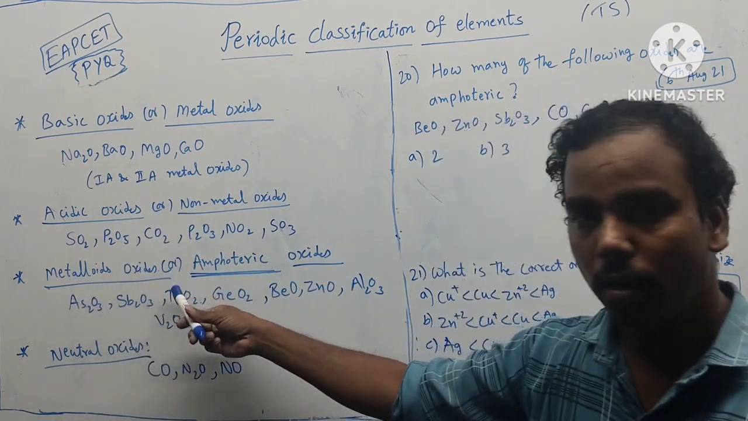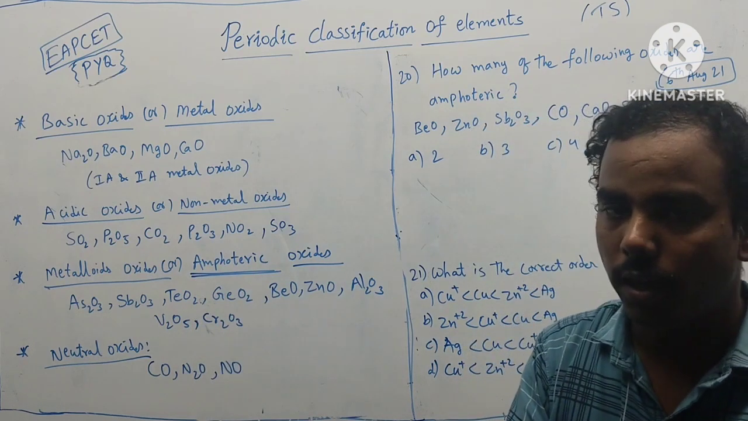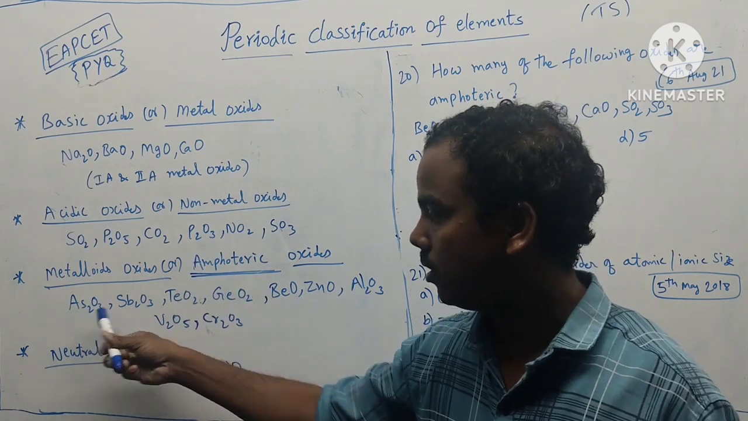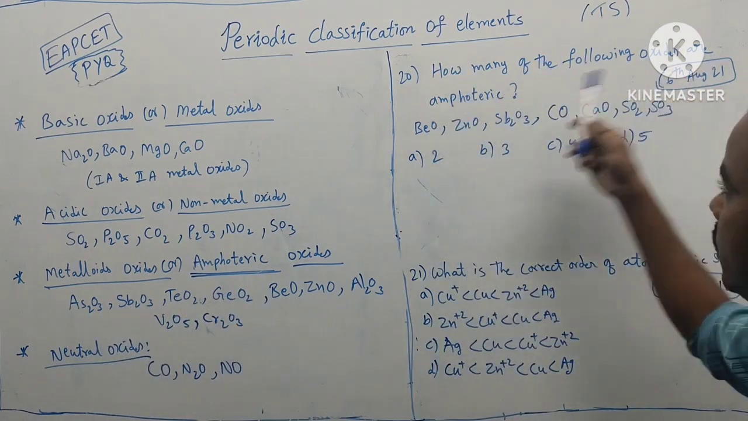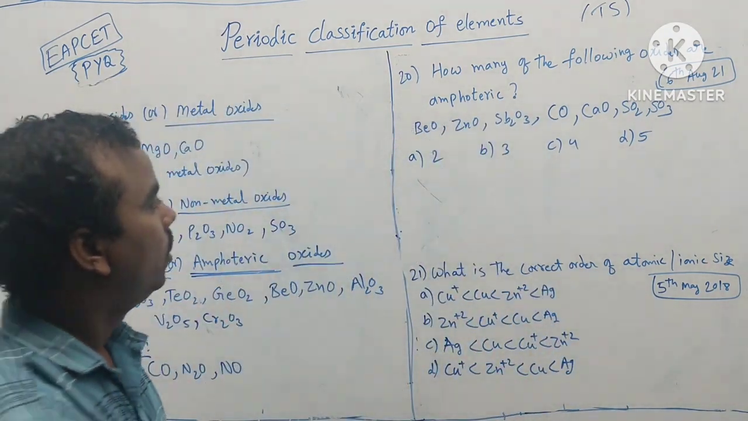Next, metalloid oxides. They are amphoteric in nature. That means they react with acids and they react with bases. They are called amphoteric oxides. Example: how many of the following oxides are amphoteric? So according to this, how many of the following are amphoteric?